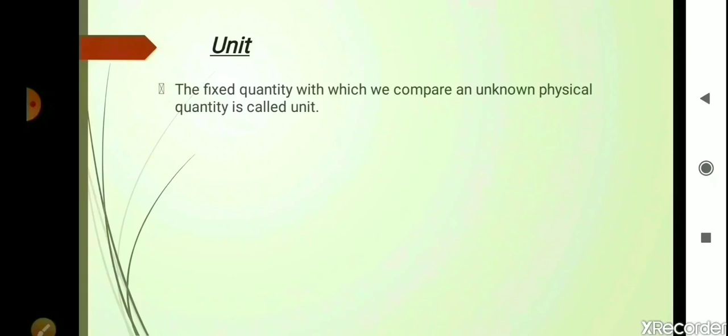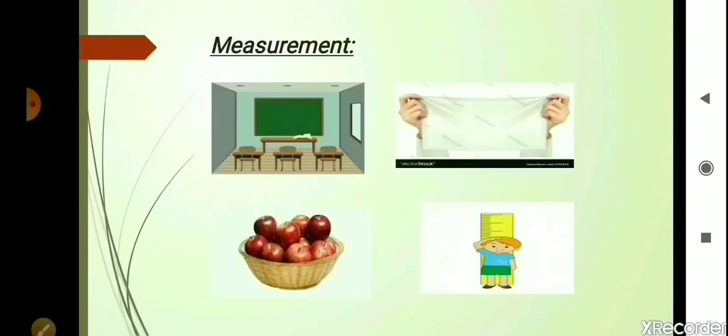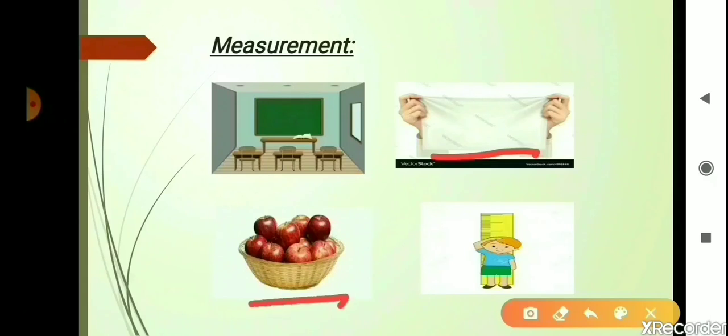Now what is the unknown physical quantity? The unknown physical quantity can be the length of this piece of cloth, or the weight of this particular fruit basket, and the reference is in this case kg. In the case of the fruit basket it is kg. In the case of the piece of cloth it can be meter. So these are the references.